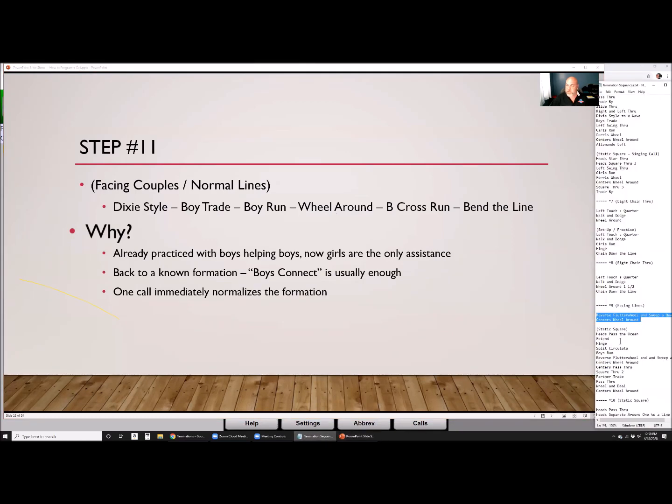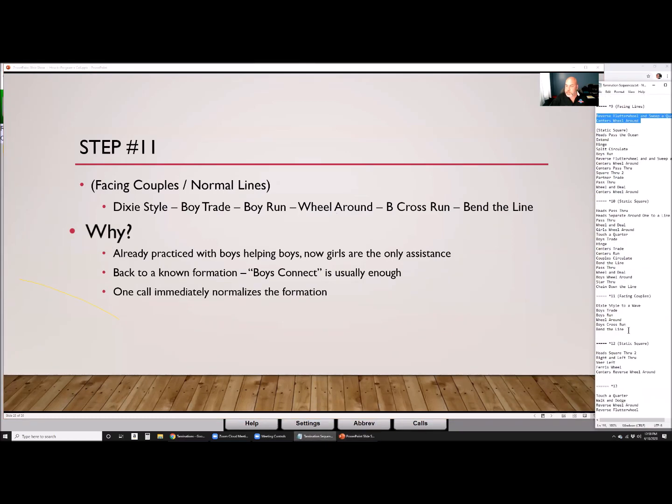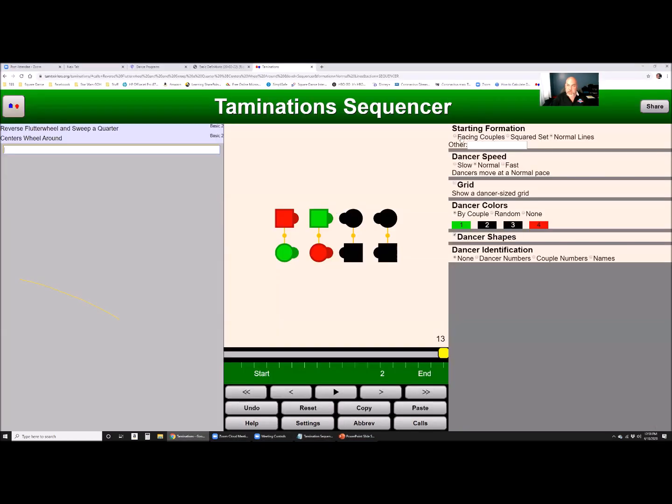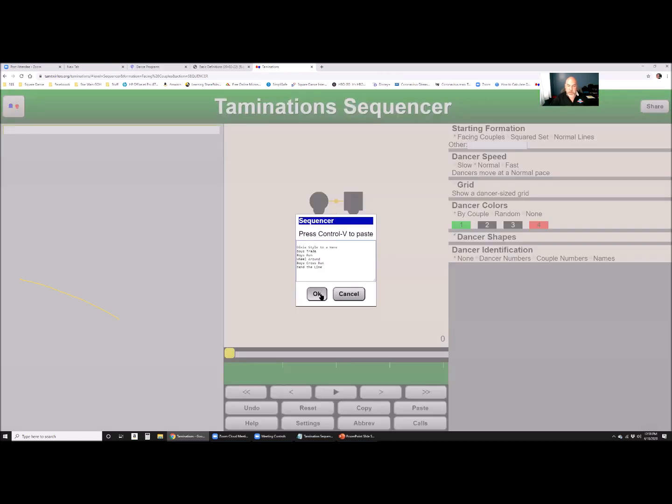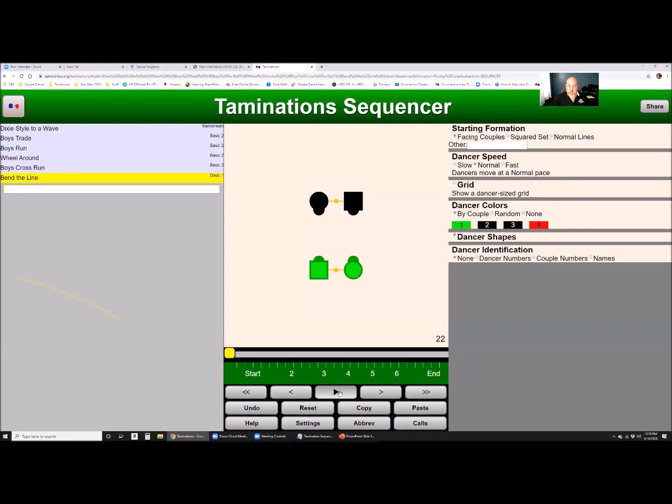So again, looking at it very quickly for you, I'll bring it down here and take a look over into terminations and defacing couples. I believe this one needs to be in. I don't know why, I guess I got a little extra here. So again, the flow is this. The Dixie style goes to the wave. Boys are going to trade in the middle for flow. Boys are going to run, and then the boys are going to go forward on that wheel around. And the girls would back up. But again, boys connect, get you there fairly quickly.